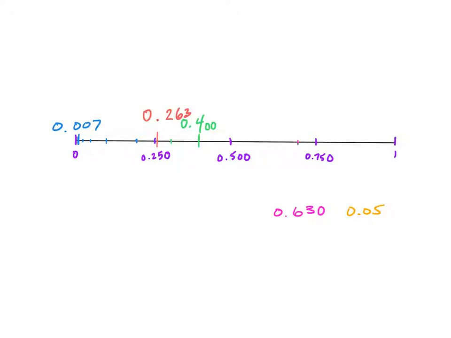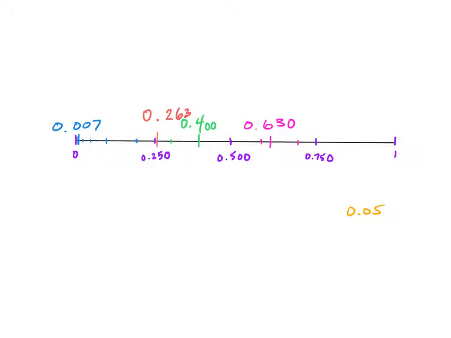And I think right about there would be about where 700 thousandths would be, which would make this be about 600 thousandths. 630 is a little bit less than halfway between 600 and 700, so I'm going to say right about here is 630 thousandths, and I'll move that right up there next to it.